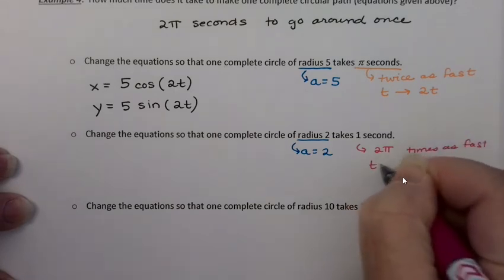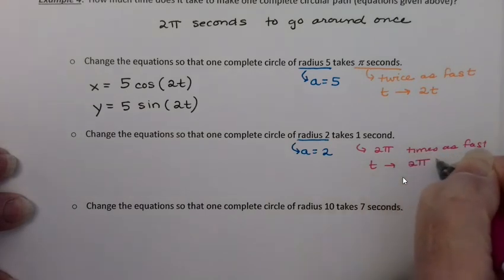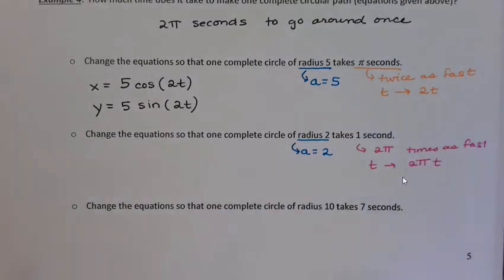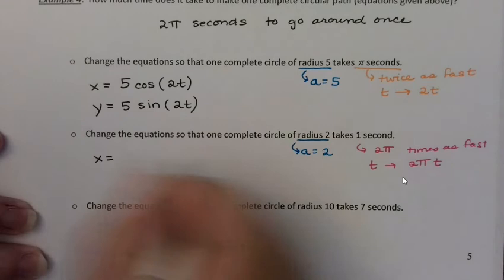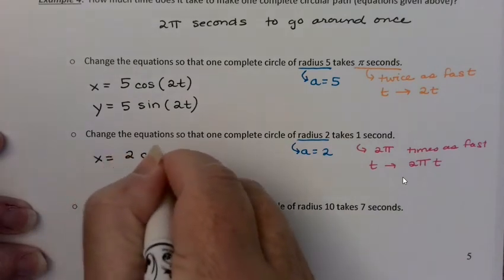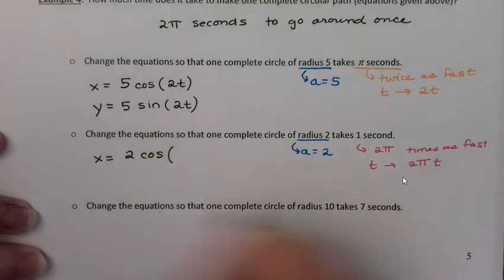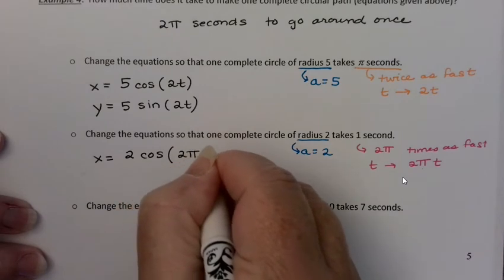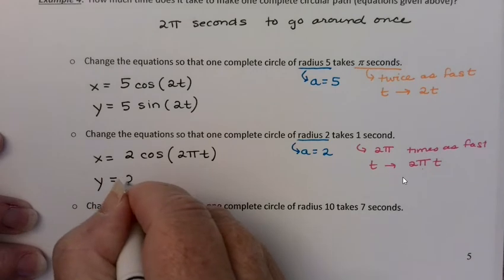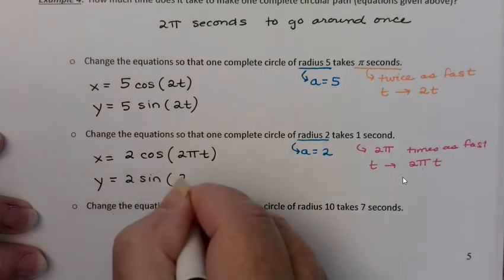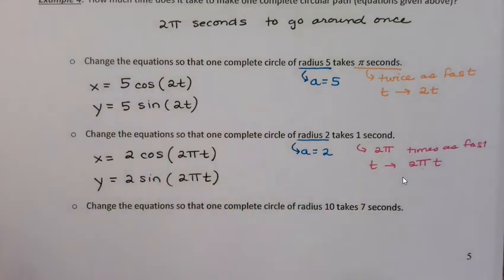So we're going to have to replace our t with 2 pi t. Okay. So what's our new equation going to look like? X equals, a is 2, cosine of, I'm replacing t with 2 pi t. And y would be 2 sine, again, 2 pi t. Right? That gets me around this circle in exactly 1 second.